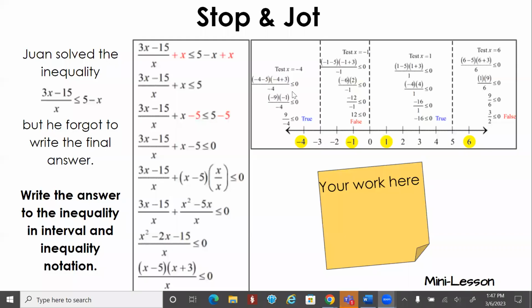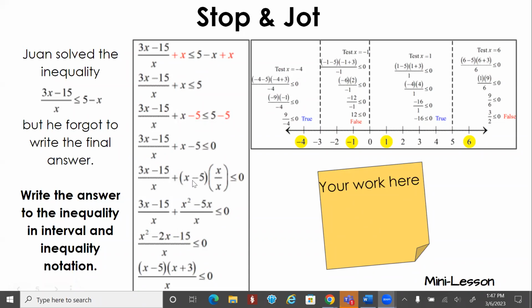Okay, so let's talk through this one. So Juan solved the inequality, but he forgot to write the final answer. Okay, so looking at this inequality, the first thing that you want to do is you want to isolate that number. Okay, so you're going to add x to the other side. Then he subtracted 5 and got it set equal to 0.